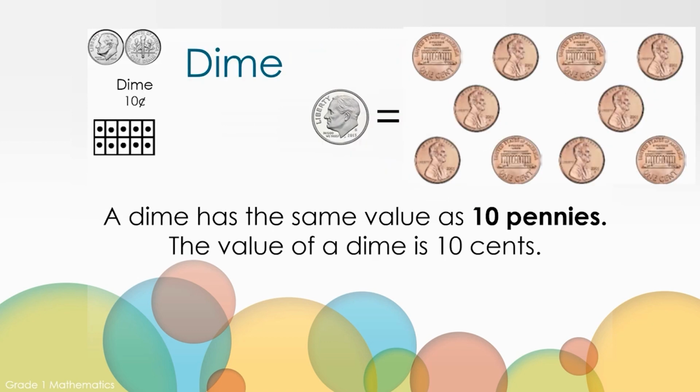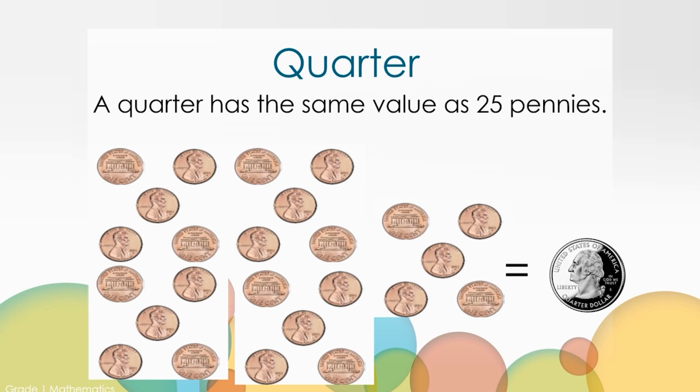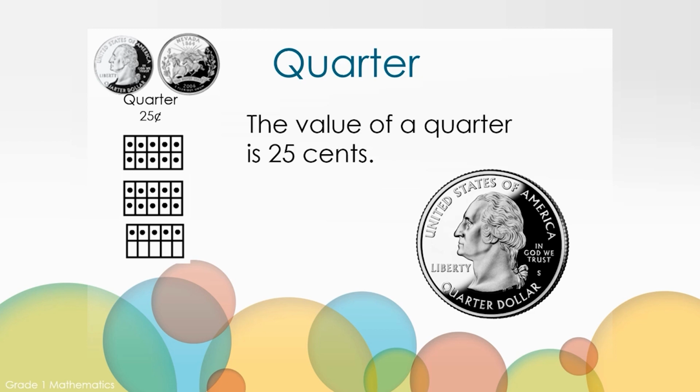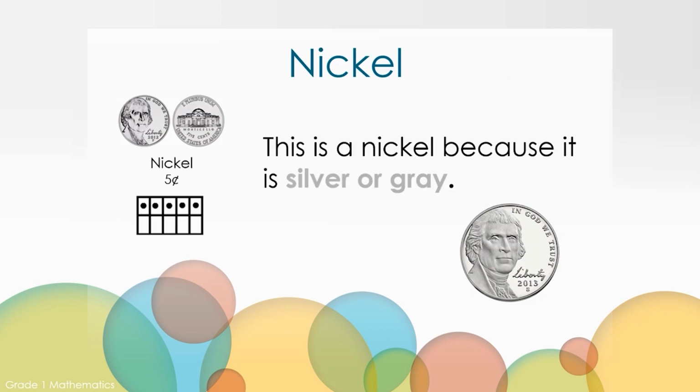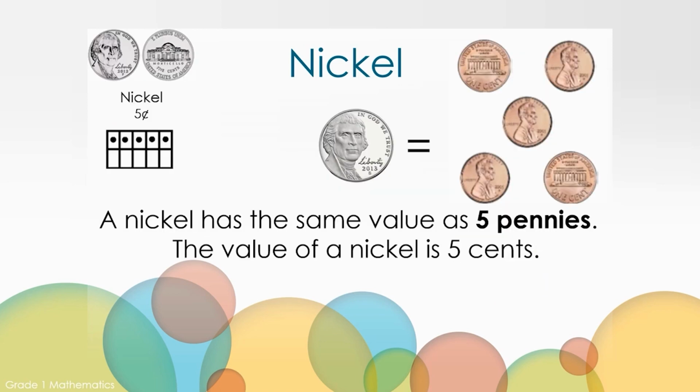A dime has the same value as 10 pennies. The value of a dime is 10 cents. A quarter has the same value as 25 pennies. The value of a quarter is 25 cents. In today's lesson, we're focusing on the nickel. This is a nickel because it is silver or gray. A nickel has the same value as 5 pennies. The value of a nickel is 5 cents.